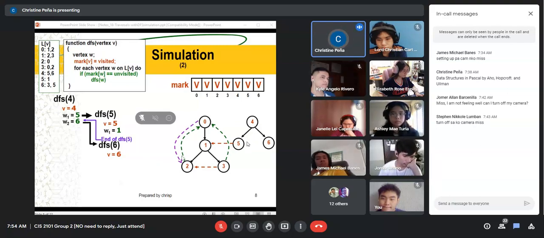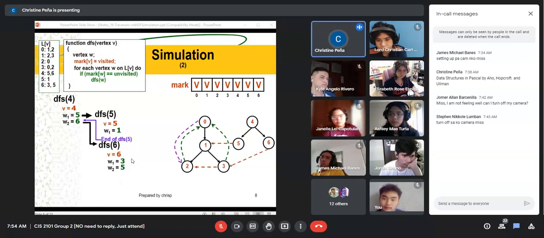You can use a structure that will represent not only a single tree, but two trees, which means you can have multiple roots. It's your design. So 3 is visited, so we draw a broken line from 6 to 3. And then 5 is also visited, so we draw a broken line from 6 to 5. And then this is the end of this call and the end of this call, and the mark array shows all the vertices are visited.